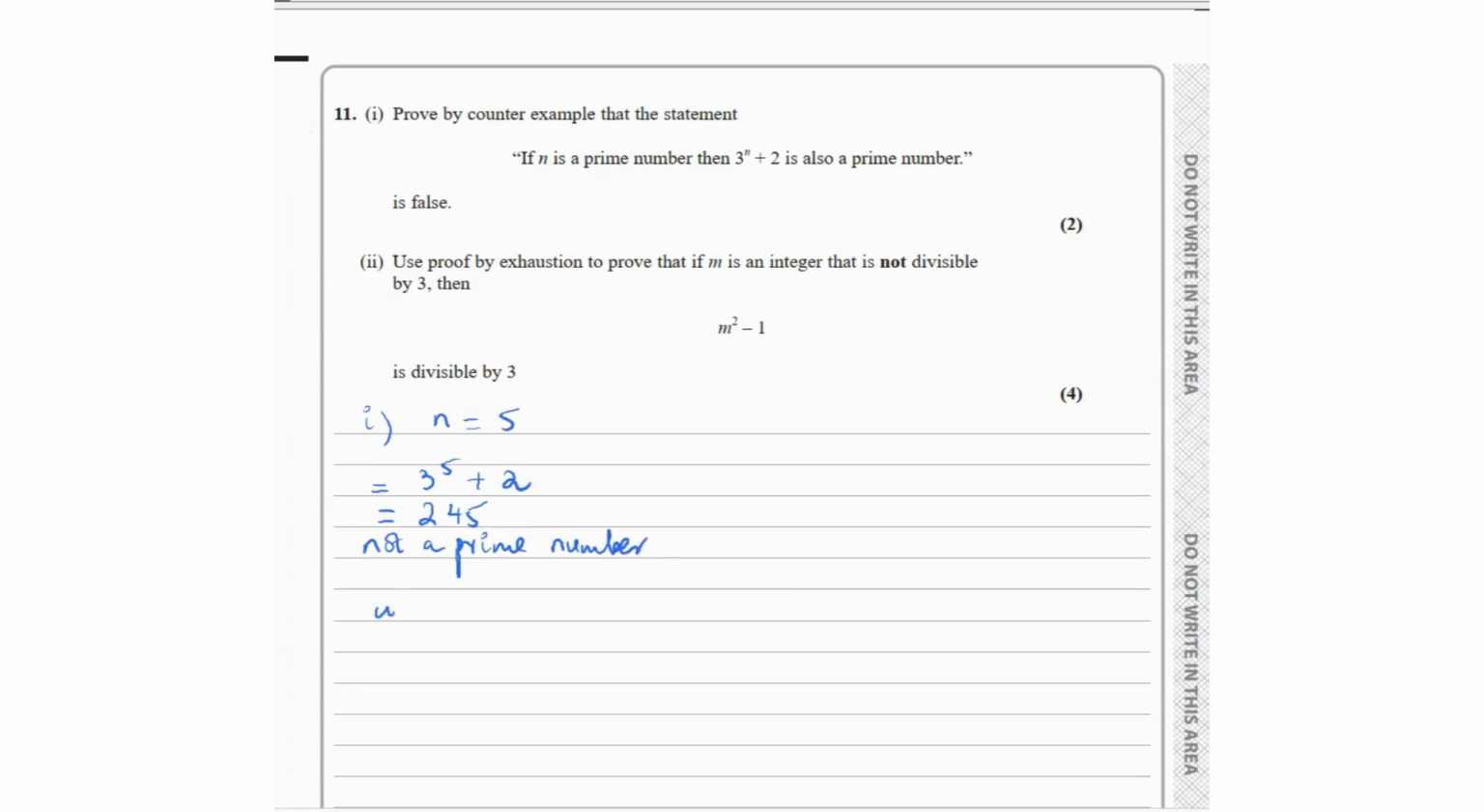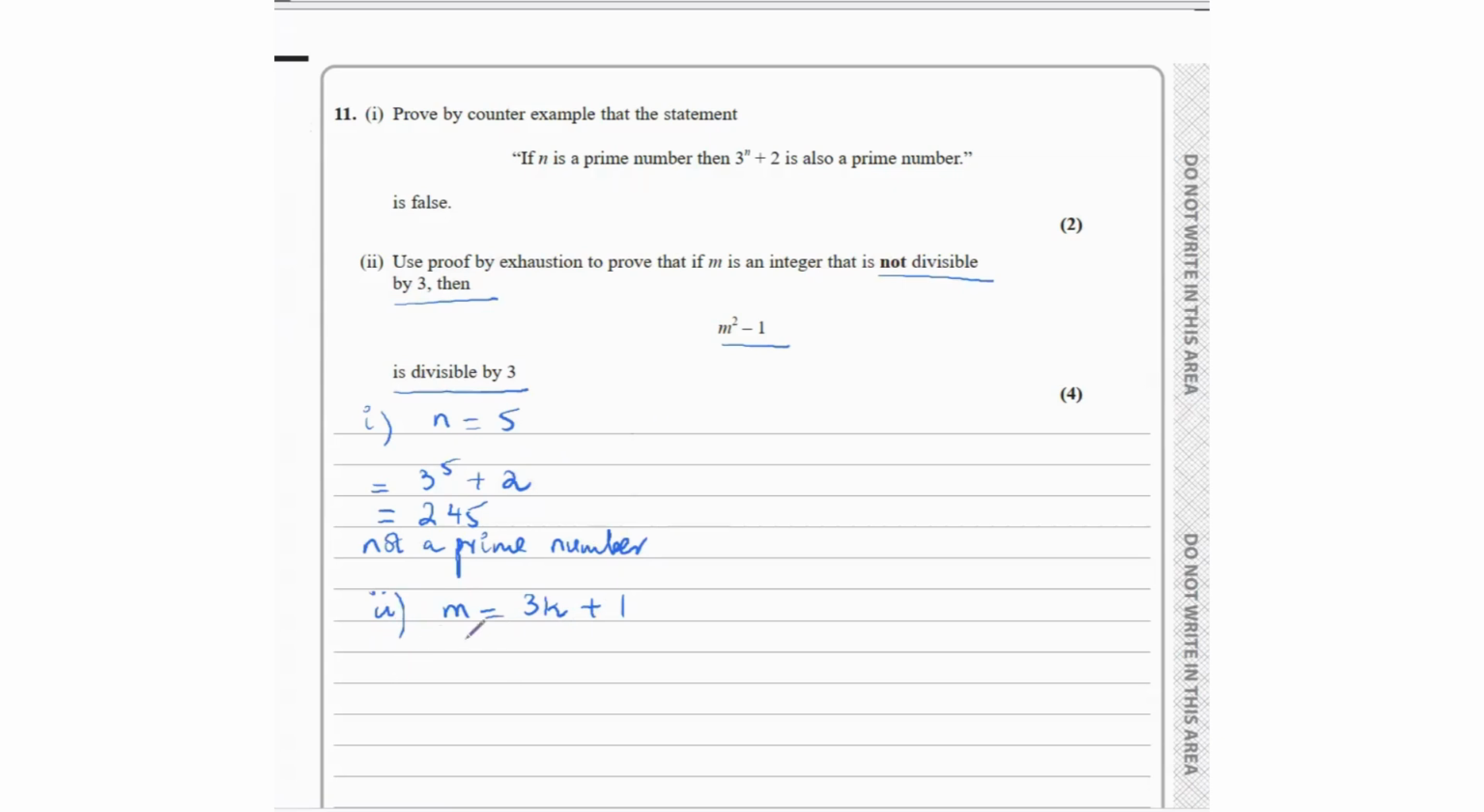Then for the second part, it's saying use proof by exhaustion to prove that if m is an integer that is not divisible by 3, then m squared minus 1 is divisible by 3. So if it's not divisible by 3, let's assume that m is 3k plus 1. If it was just 3k, it would be divisible by 3. But since I'm adding 1 to it now, it's not divisible by 3. You can also add 2 to it, or minus 1 or minus 2 from it. Either way, it's the same example.